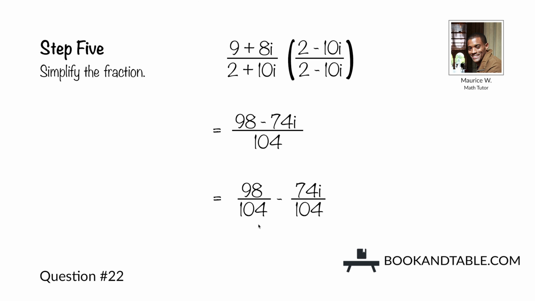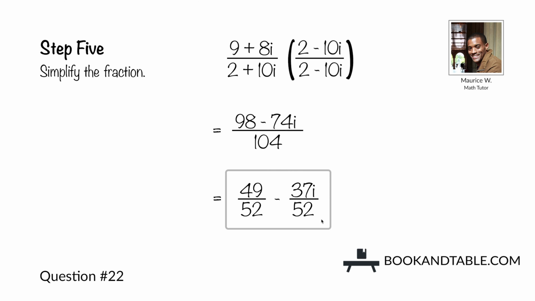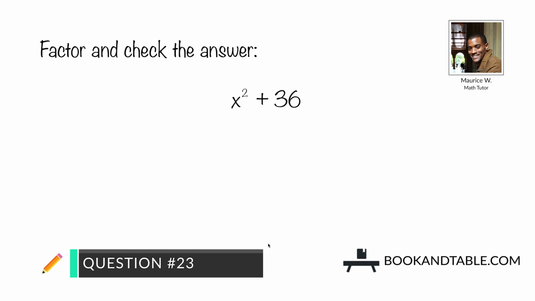And now we can simplify these further. We can remove 2 from each of these values, leaving us with 98 over 2 is 49 over 52 minus 37i over 52. So the final answer to question number 22 is 49 52nds minus 37i 52nds. And that is the answer to question number 22. Let's now have a look at question number 23.